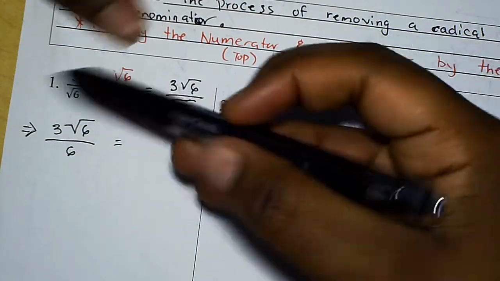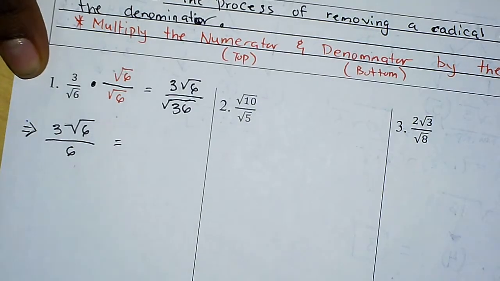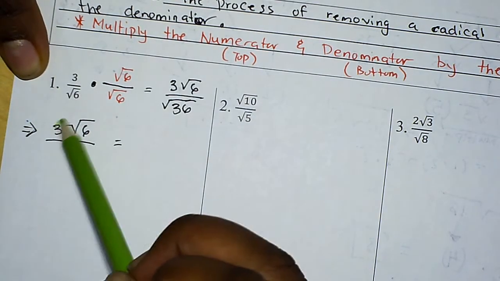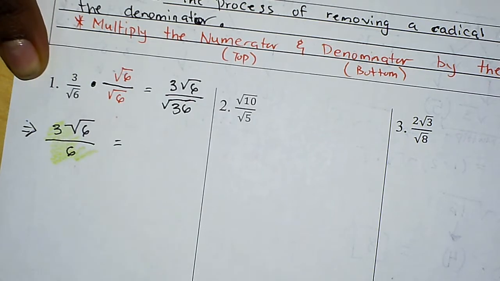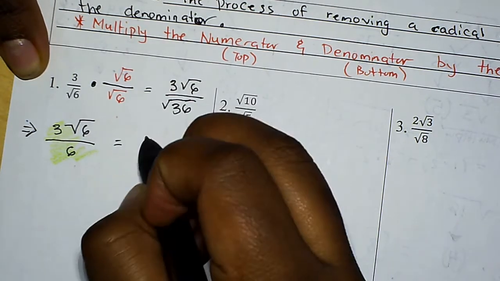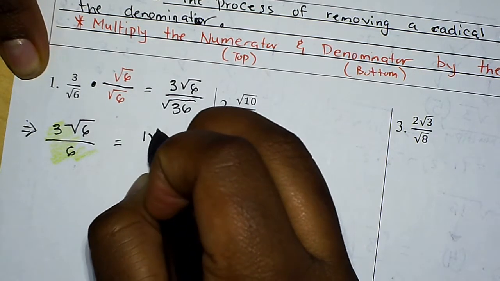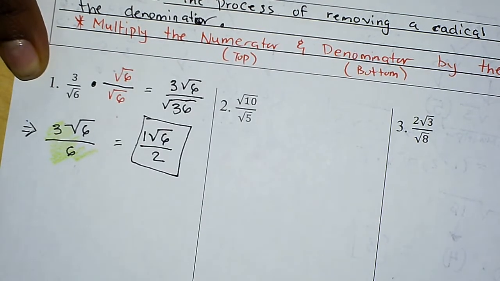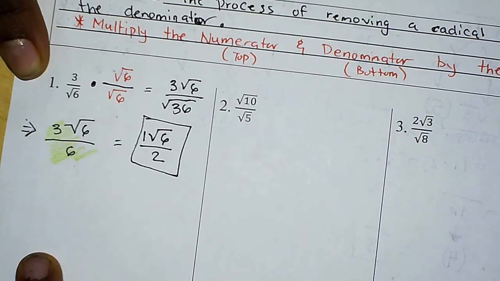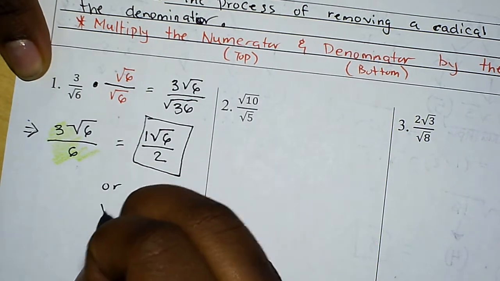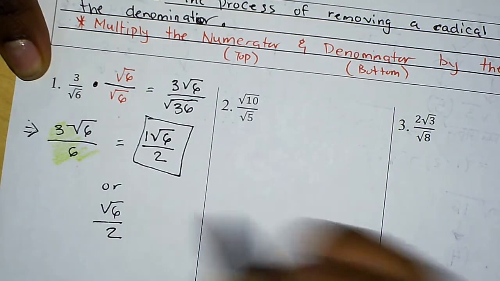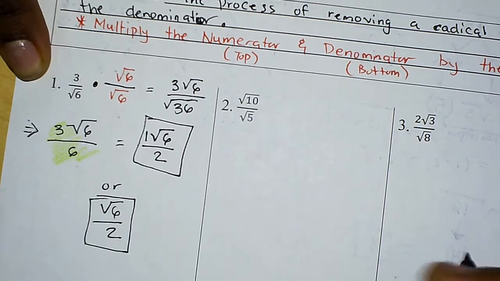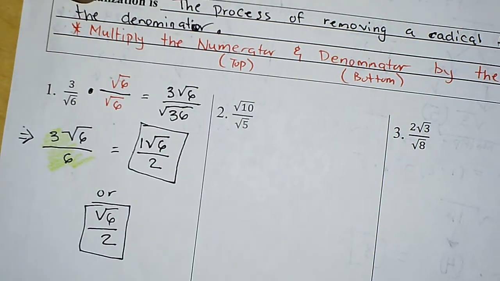So now I'm going to simplify this. I'm going to simplify these coefficients here. So it's just like a fraction, like 3 over 6. So 3 over 6 is just like 1 over 2. So I have 1 times the square root of 6 over 2. And this is my answer. Or just the square root of 6 over 2. You can also write it like this. So that's how you divide.